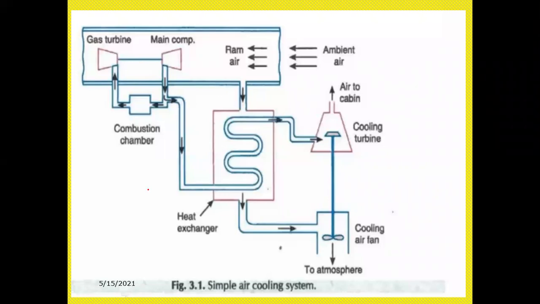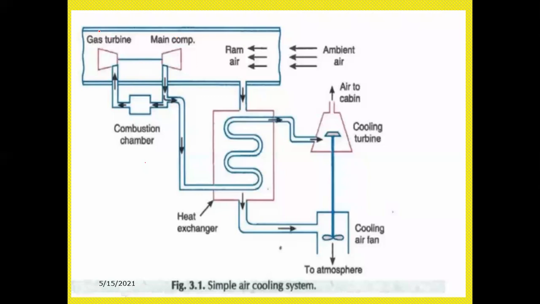Okay. Now see the simple air cooling system. So the design of a simple air cooling system. See here. If you get a question in the exam, you can draw the simple line diagram like this. What are the main components you require? The main components of the air cooling system are the gas turbine, main compressor, sub compressor.